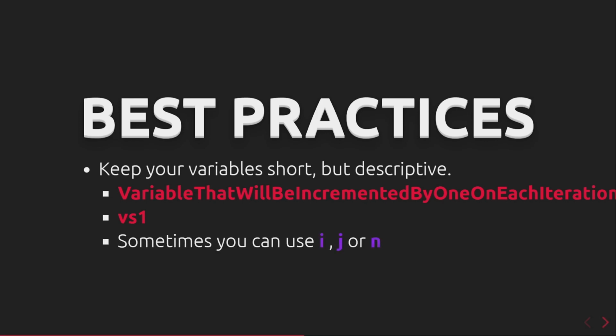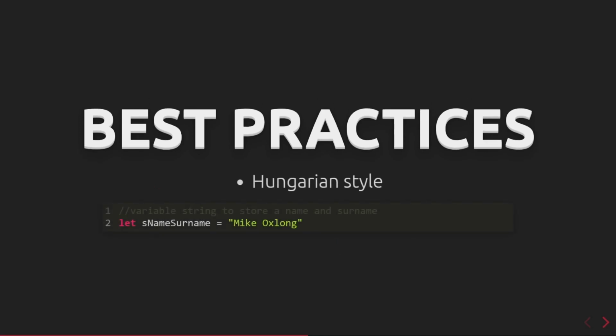Sometimes you can use short variable names like i, j, or n, but these are a standard in most scenarios, and we will see them later on in this course. Now, there are many different coding styles. This does not really affect all that much. However, I would suggest picking a style and sticking with it.